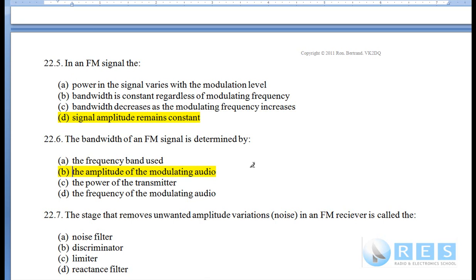Highest modulating audio used in amateur radio is 3 kHz. That means the bandwidth of SSB is 3 kHz and double sideband is 6 kHz. It's the frequency of your voice which determines the bandwidth in AM. In FM, it is the amplitude of the modulating audio that determines the bandwidth.